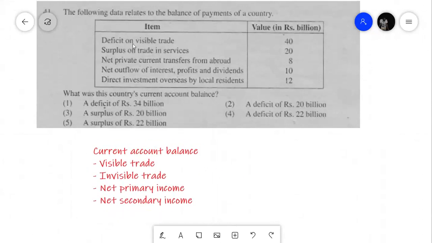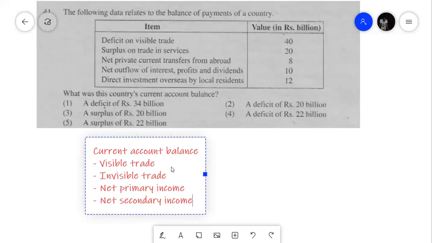Okay, deficit on visible trade. You said we will discuss only the 9th chapter MCQs. I never said that. You said that we will be doing 9 and 10 together, right? By any chance, did I say only 9? I think I clearly said last class that we will do 9 and 10 together. Stay focused on class. Even at the very beginning of the class, I told you I'm doing 9 and 10 together.